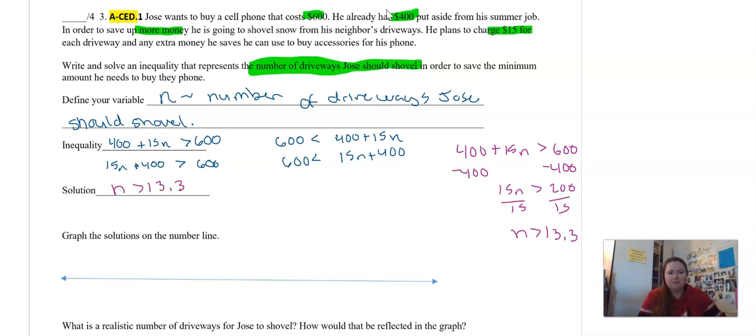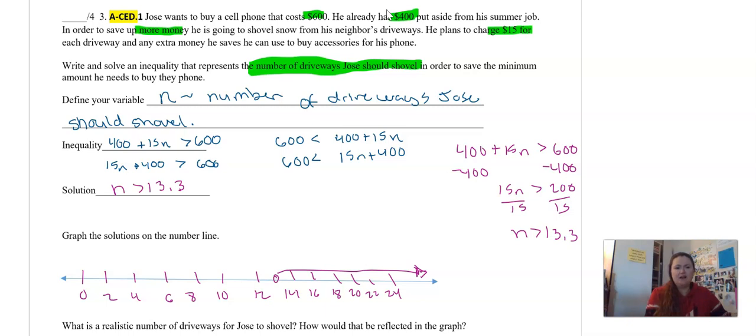And then what it's asking down here is graph the solutions on the number line. That's where I'm going to start this at 0, 4, 6, 8, 10, 12, 14, 16, 18. So if n is greater than 13.3, that means we're going to have an open circle on 13.3, and it's got to be all the numbers bigger than 13.3, okay?